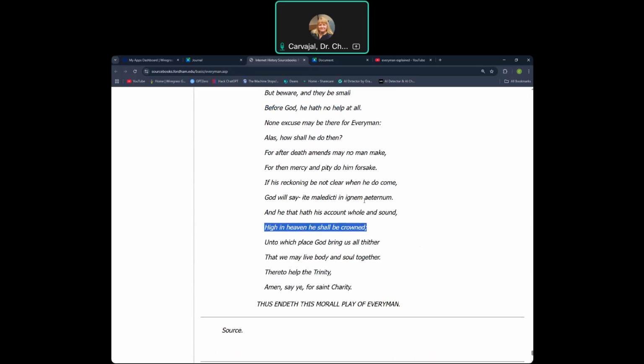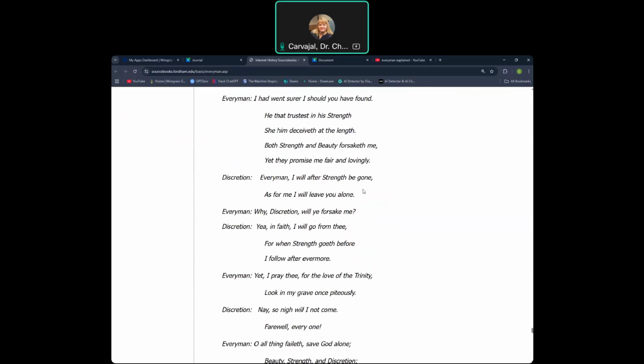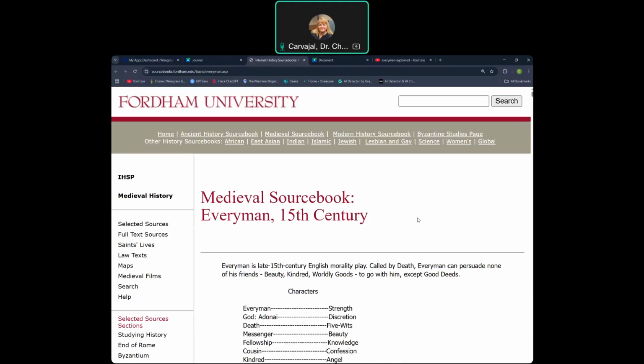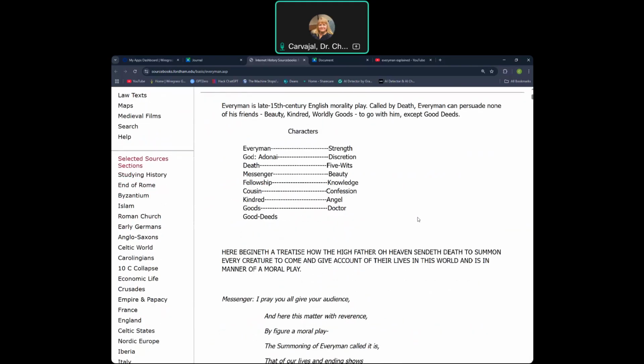I mean, essentially, they're stating their case pretty clearly. Hey, this is what happens to every man, and then they go through it so clearly with all the different things. And these are actually people who represent beauty and knowledge and confession and strength and Everyman. God again would probably not be shown, like he wasn't in the video.